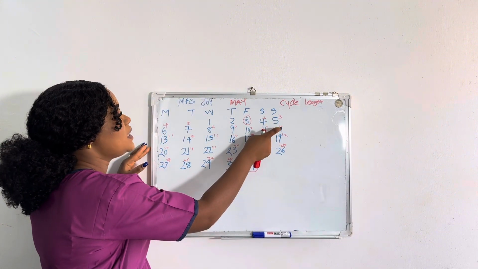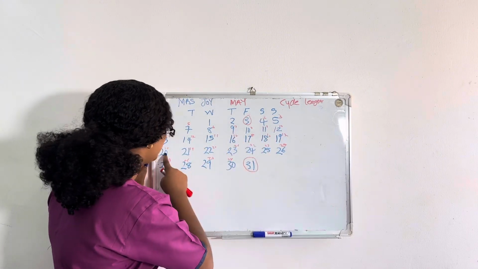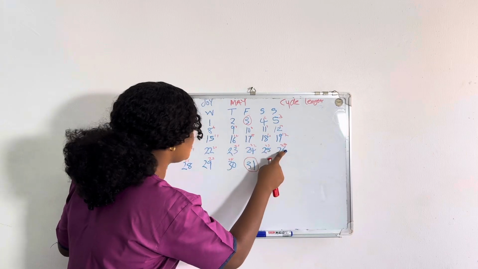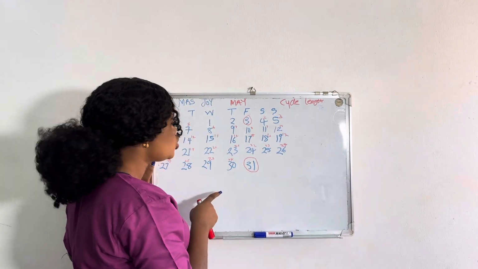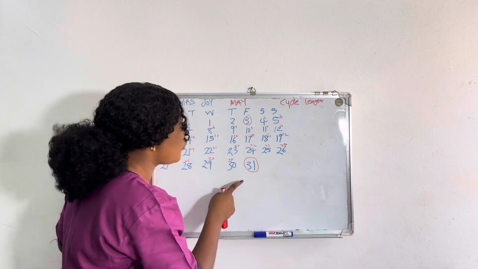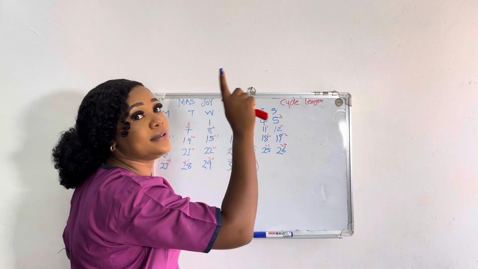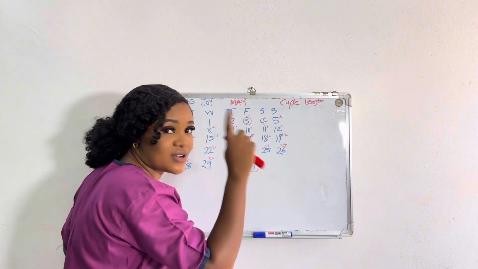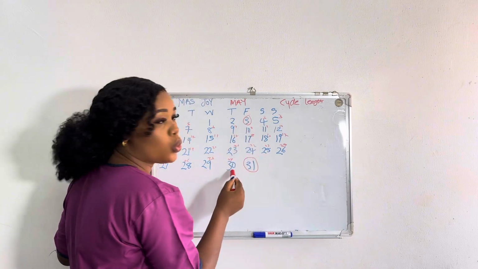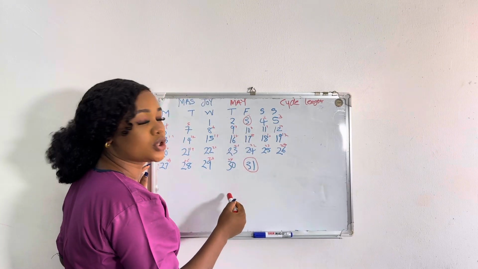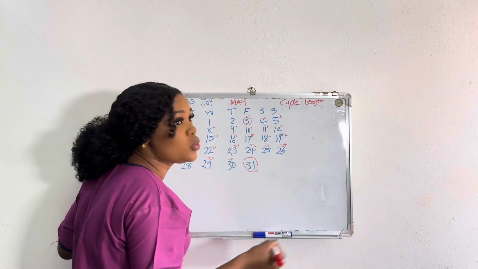eight, day nine, 10, 11, 12, 13, 14, 15, 16, 17, 18, 19, 20, 21, 22, 23, 24, 25, 26, 27, 28. So the 30th now is a day before my next menstrual cycle begins. A day before I want to see my blood again for my next menstrual cycle. So your cycle length is calculated from the third to the 30th. You are not going to include the first day you are seeing your new cycle.